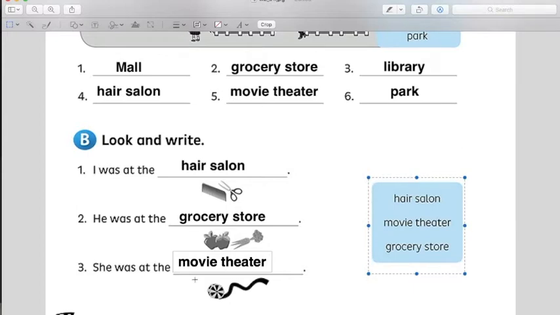And then we have a piece of film right here. So that's how we know it is a movie theater. Great job. See, that was okay. That was pretty easy. So let's go ahead and move on to page 25.